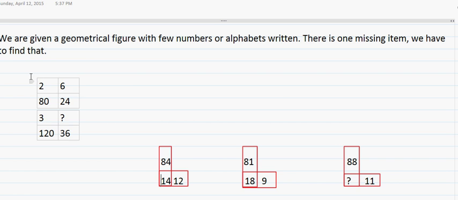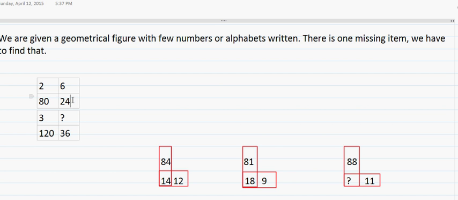So in the first question, there are two boxes. The first box has 2, 6, 80 and 24. The second box has 3, question mark, 120 and 36. If we keep on looking, first is 2, then 2 into 3 is 6, 6 into 4 is 24, and then there is 80. We cannot find any logic to this 80.